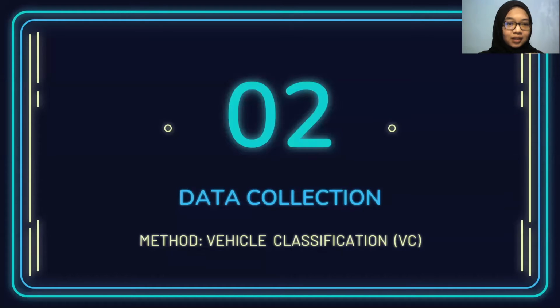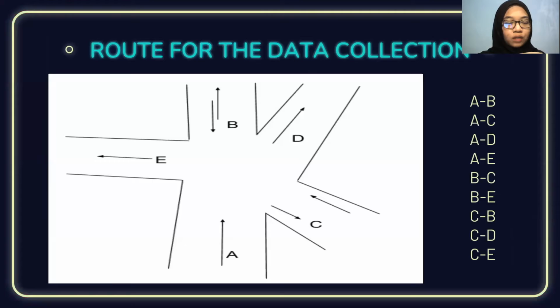Thank you, Nadia. My name is Nurin Shahada and I will explain about the data collection. The method that we have chosen is the vehicle classification method because the data can be collected manually and can be used in capacity analysis. First, from the video, the type of route for A, B, C, D are determined, whether it is a one-way route or two-way route.